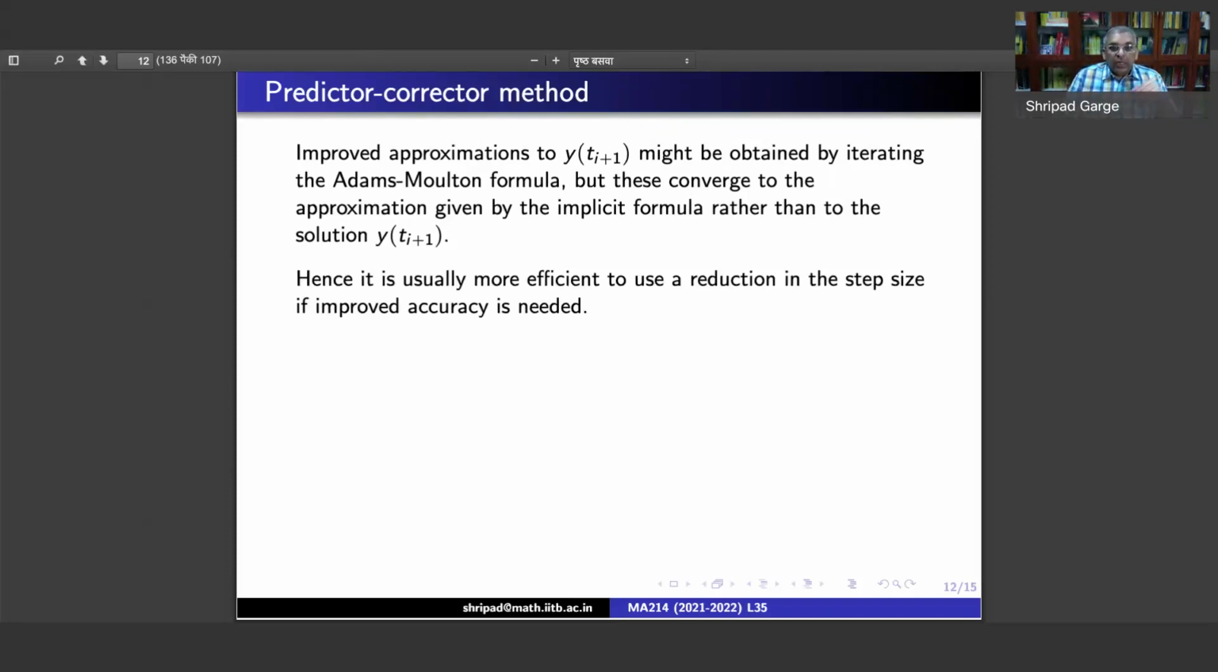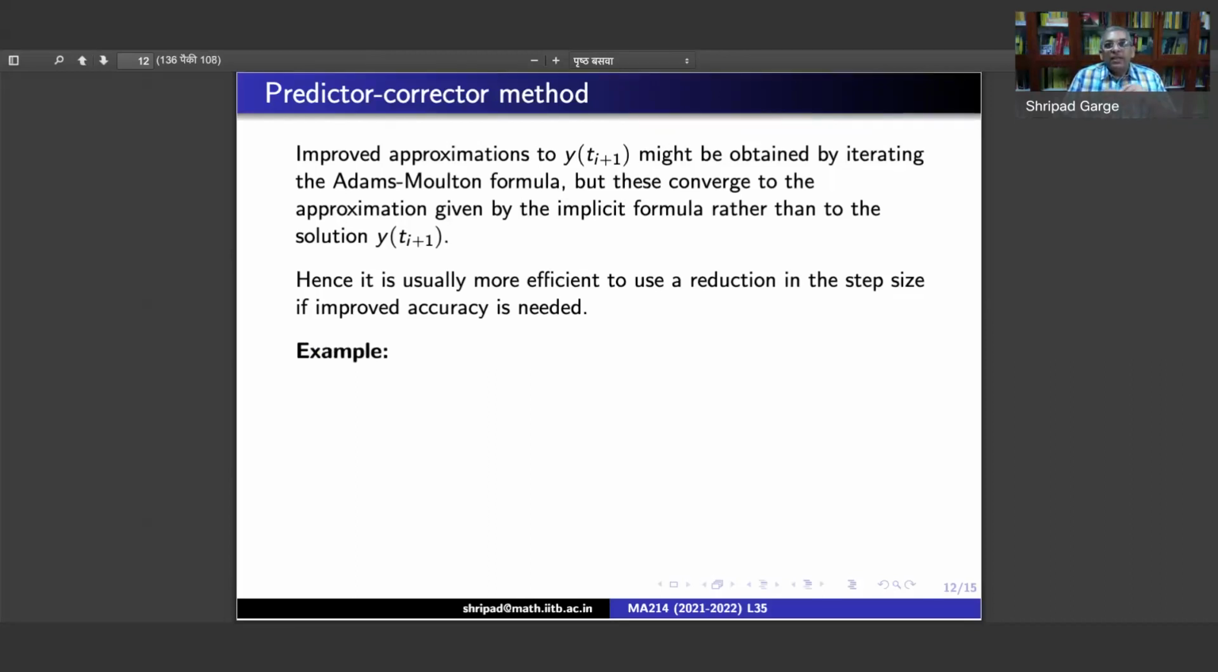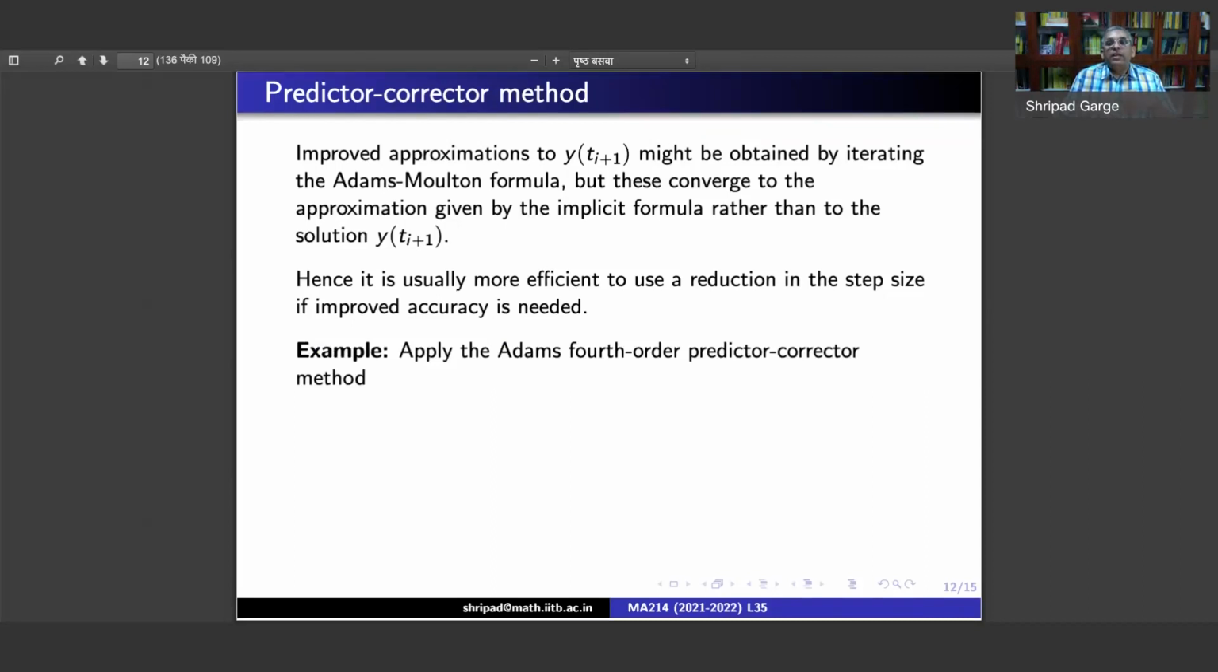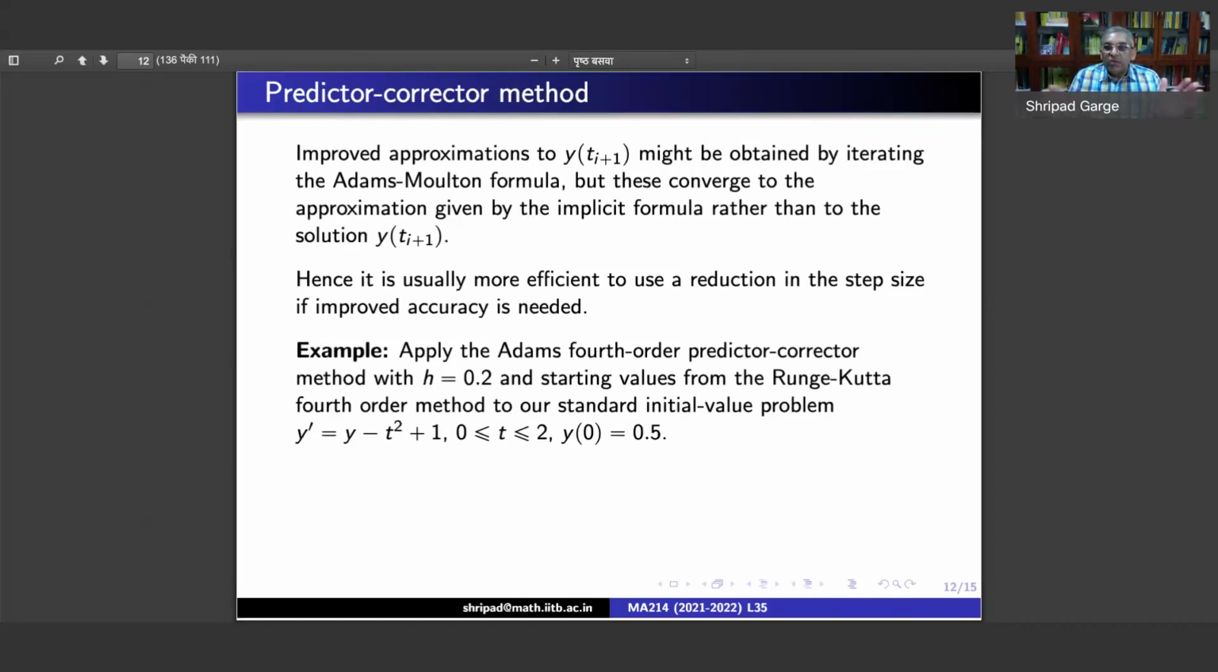Okay. And let's now again complete this lecture with an example. We have our standard example, and we use the Adams fourth order predictor-corrector method. h is 0.2 and the starting values are from the Runge-Kutta of order 4 for our standard initial value problem, the same problem that we have been dealing with all this while.